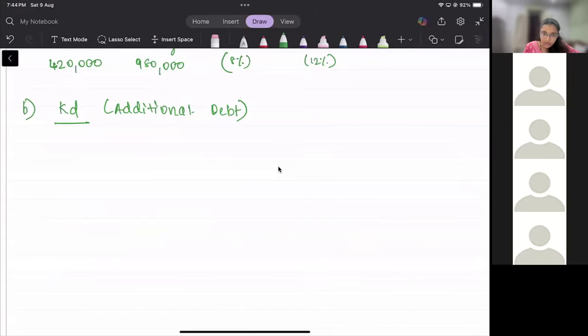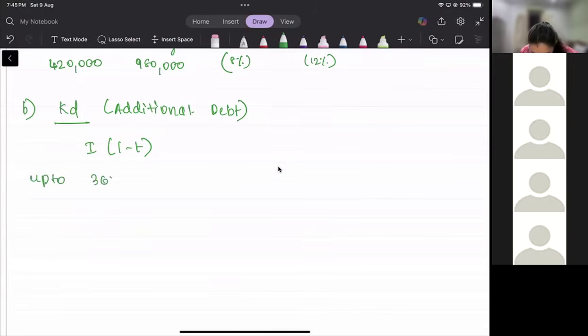What is the formula for KD? Yes, correct. I into 1 minus T. But in this question, what we have to note, I into 1 minus T by NP, correct? Yes. So NP usually we consider it as 100. Hence, we actually shorten it and say like I into 1 minus T. So shall we find out?